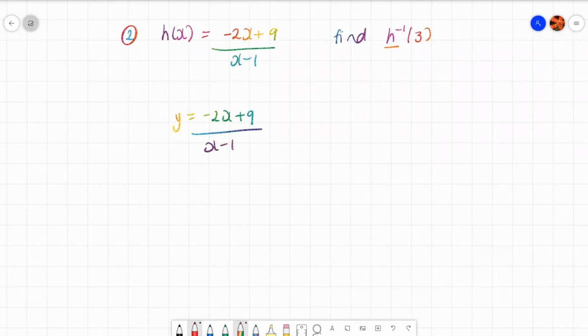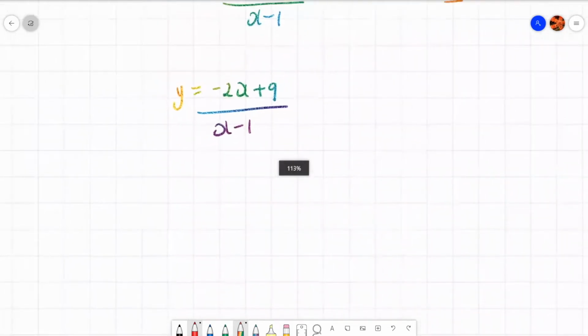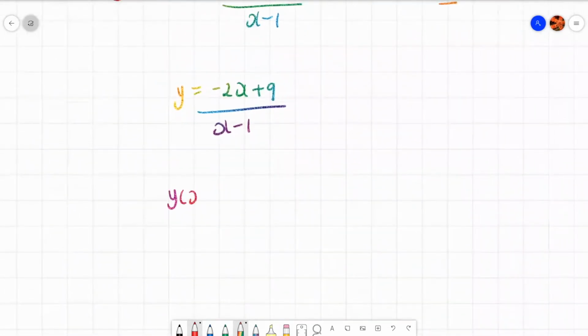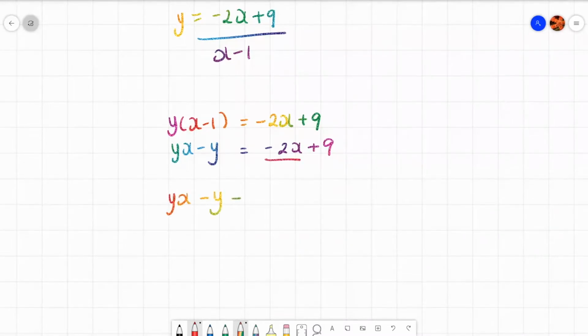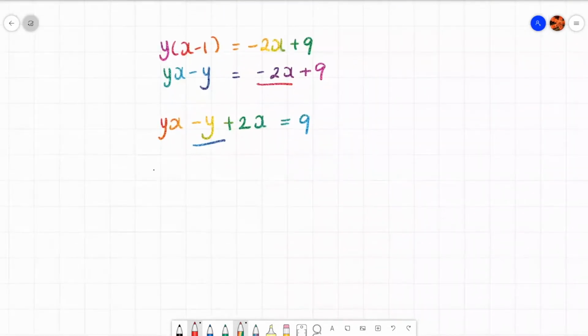So remember, let's times the x minus 1 up. So I've got y times x minus 1 equals minus 2x plus 9. Multiply it out because I can't do anything with it if it's not multiplied out. So I've got yx minus y equals minus 2x plus 9. I bring the x's on one side, so I'm going to get rid of that one first. So yx minus y plus 2x equals 9. This doesn't have an x with it, so it can't stay there. So let's get rid of it.